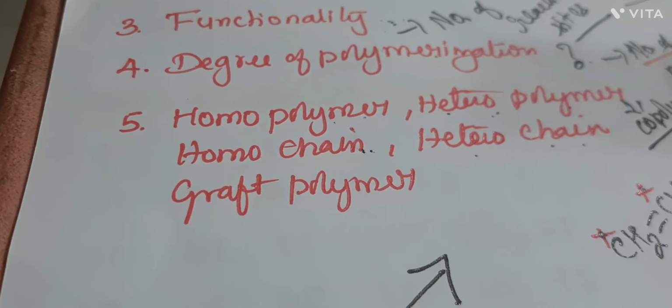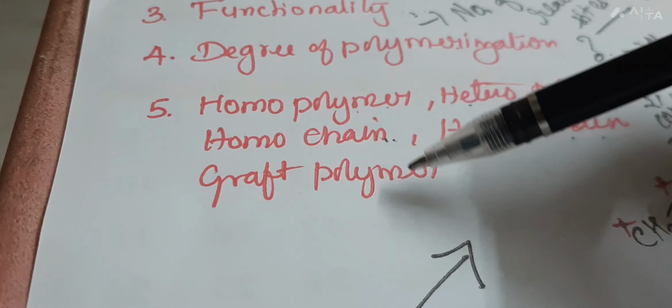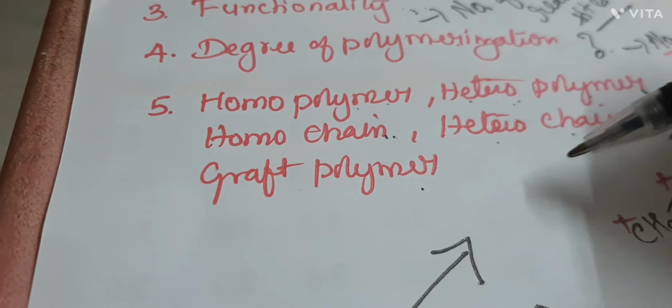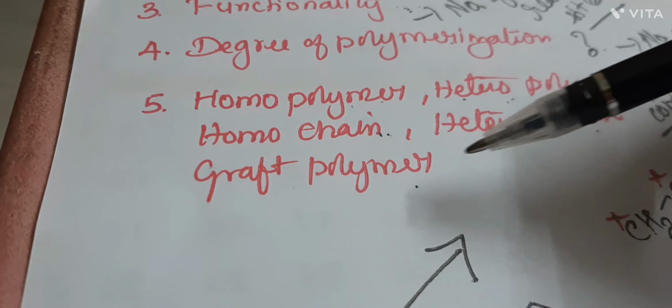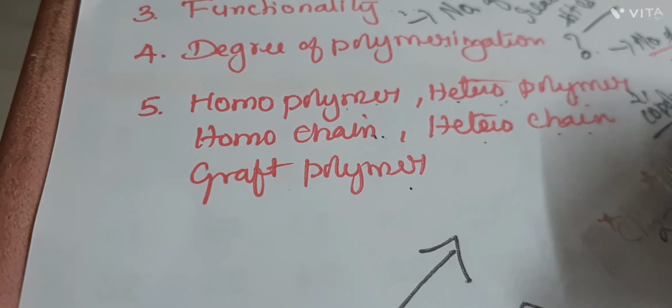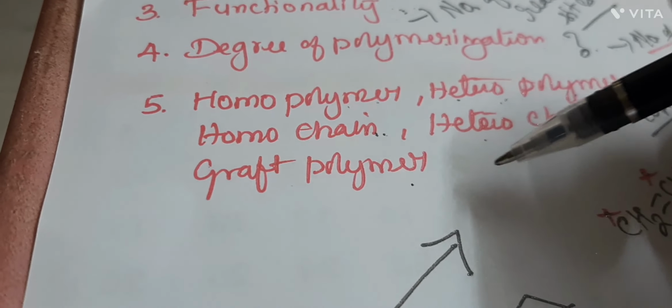And graft polymer means the main chain will consist of one kind of monomer, and the side chain may consist of another kind of monomer. That is known as graft polymer.